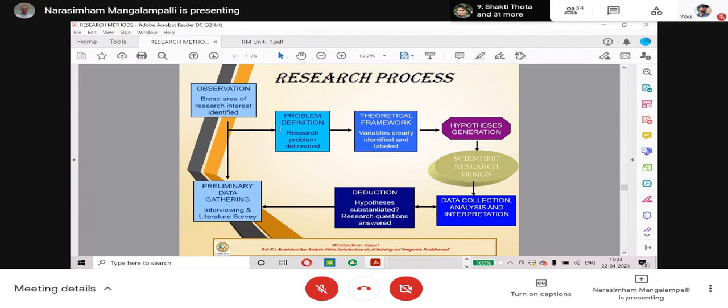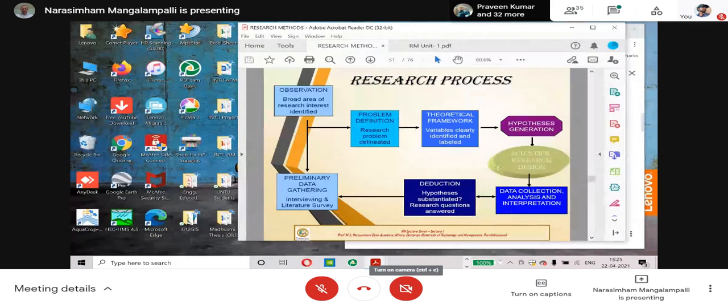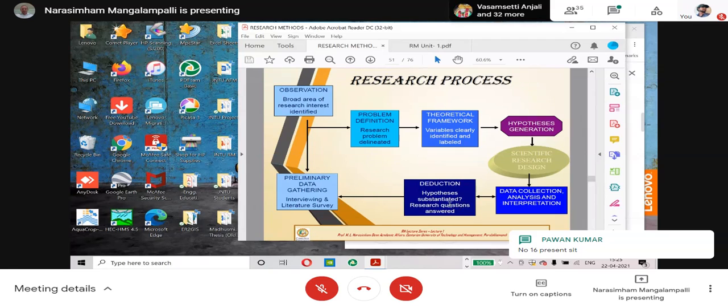Now, once you define the problem, then the next phase is theoretical framework, variables clearly identified and they are labeled, then hypothesis generation, and then scientific research design, data collection, analysis and interpretation, deduction, that is the hypothesis substantiated, research questions answered.